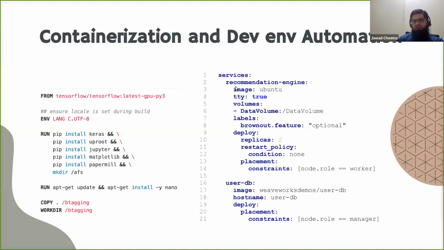And you are spinning up two different services, recommendation engine, user DB, and you have written a Docker file, and simply just running Docker Compose up, it will spin up the environment, right? So yeah, these are few the starting point for any organization, right?